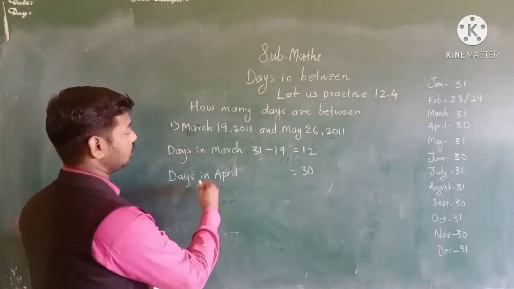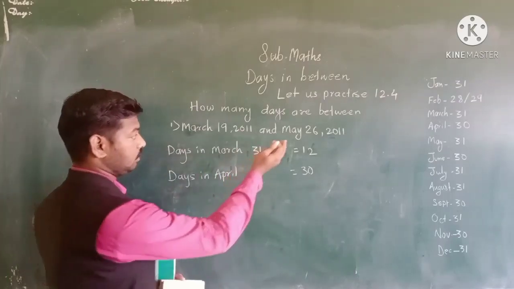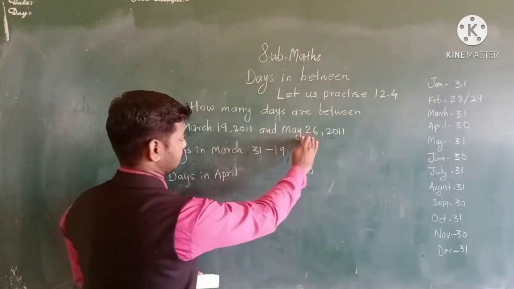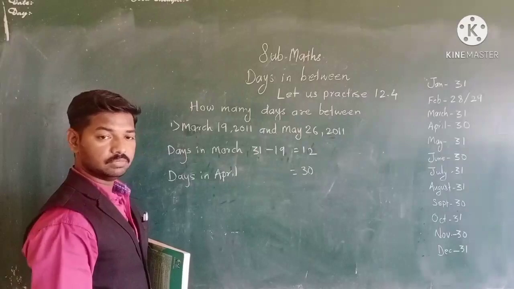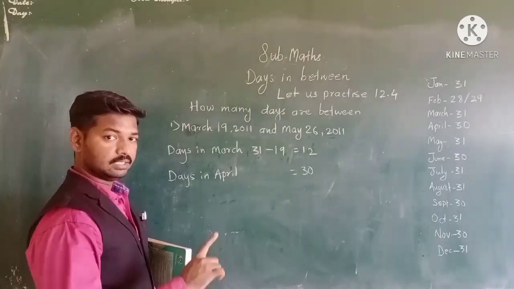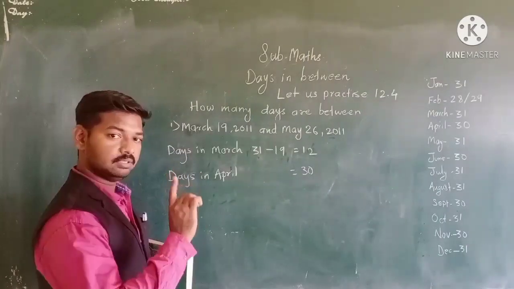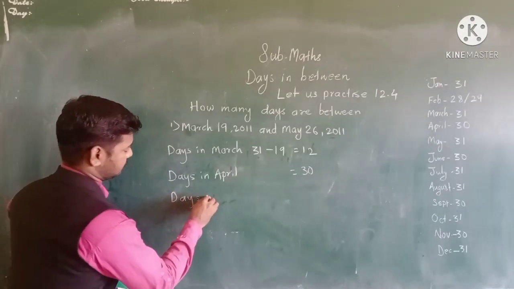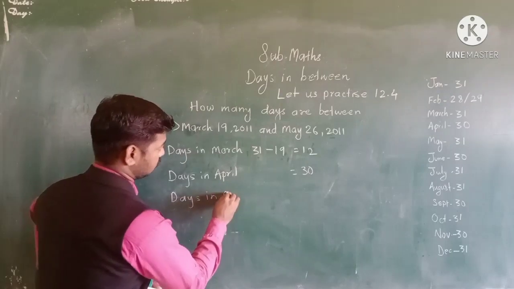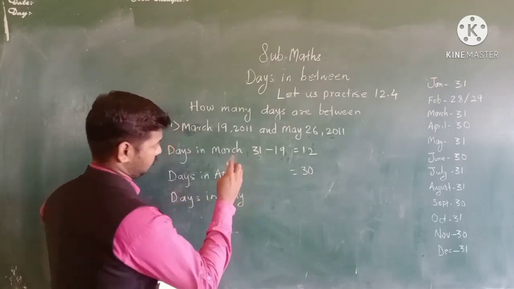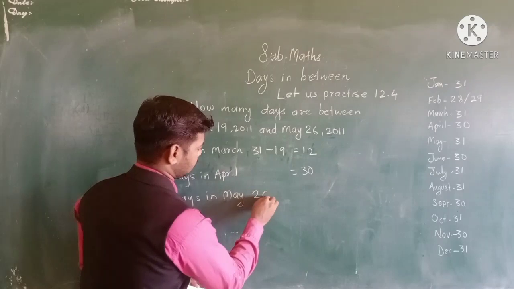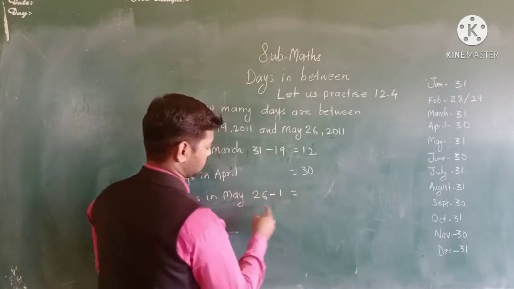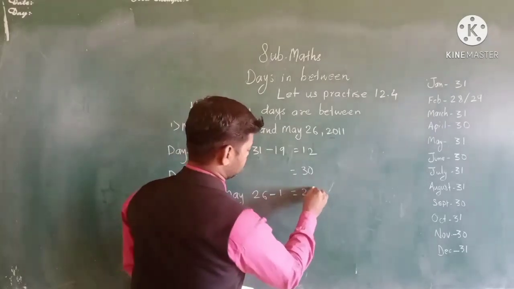And after April, May is there. But in May, the date given there is 26. So whatever date is given for the last month, we have to write the date, then we will minus 1 from that given date. So date in May, it is given here 26. For the 26, we have to minus 1. So 26 minus 1, it will be 25.